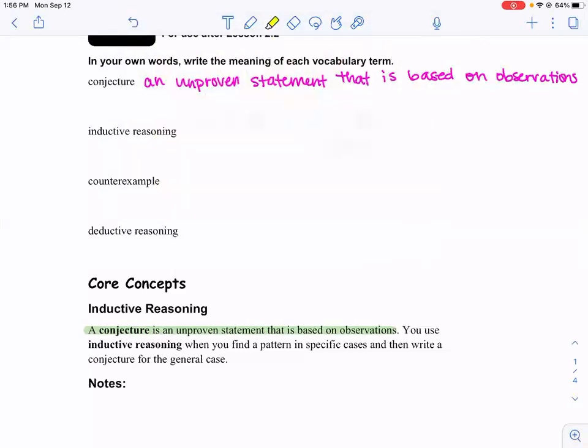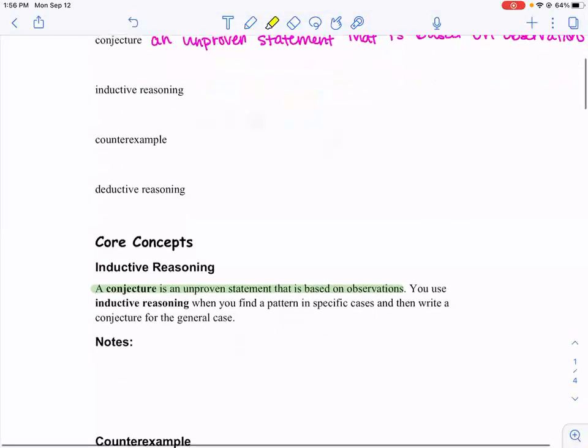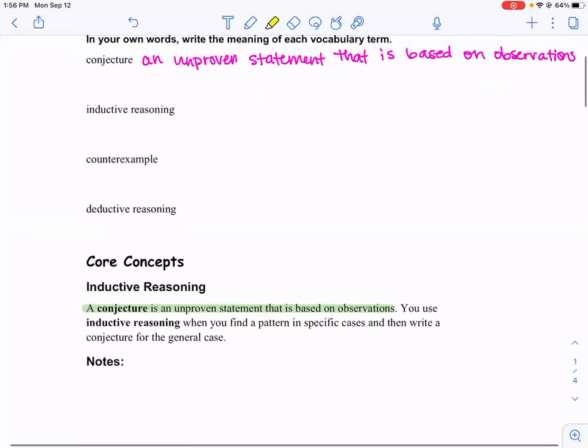Okay. Now we're going to talk about the difference between inductive and deductive reasoning. Inductive reasoning, we are going to find a pattern in specific cases, and then we're going to write a conjecture. Sort of like, I'm looking at this and I'm going to tell you it looks like this is true.